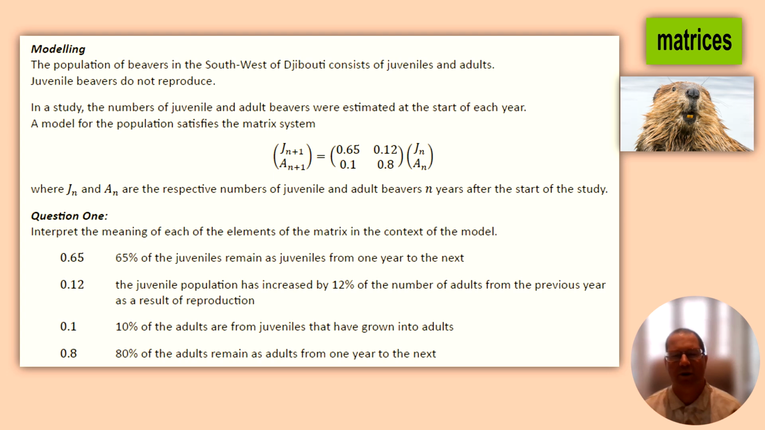Looking at the 0.1 and the 0.8, that comes from the equation An+1 is equal to 0.1 Jn plus 0.8 An. So 10% of the adults are coming from juveniles. So they were juveniles, so it's 0.1 times Jn. They were juveniles in year n, but they've turned into adults in year n+1. And the 0.8, that'll be 80% of the adults An staying as adults from one year to the next.